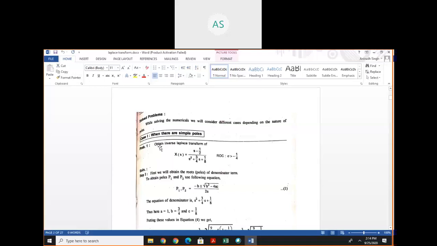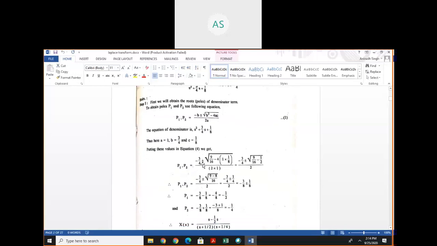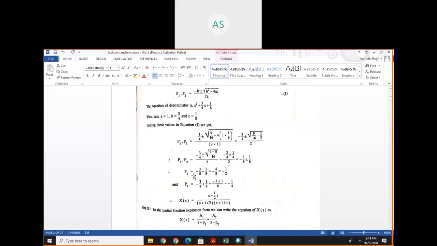First question is, obtain the inverse Laplace transform of X(s). Here this Laplace transform is given and you have to determine x(t). And the ROC is also given, sigma is greater than minus 1 by 4. So this is a quadratic equation. For a quadratic equation, you first calculate the roots of this equation, and the roots are minus half and minus 1 by 4.